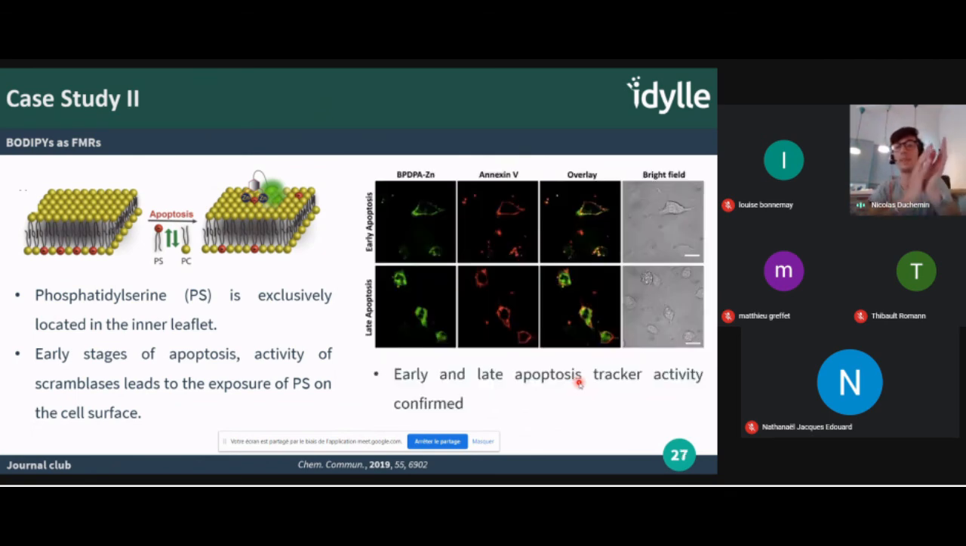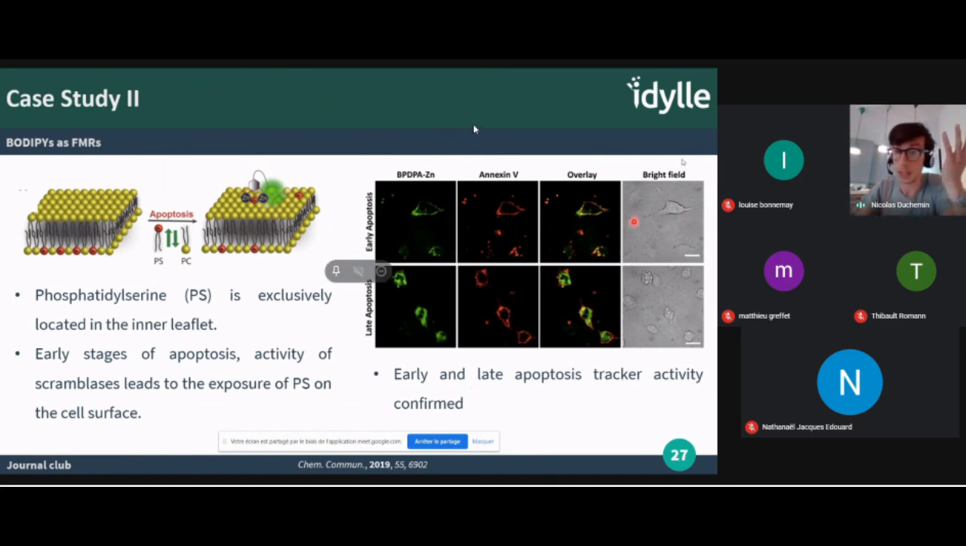And live cell imaging gave something very, very satisfying, knowing that this compound, the BODIPY-zinc, was very bright in these cells at early apoptosis and late apoptosis. What they do is, at the same time, use a dye called annexin V that can report and target early and late apoptotic cells. And when you do the overlay, you realize that you have a perfect overlay between these, saying that the apoptosis tracker activity is confirmed.